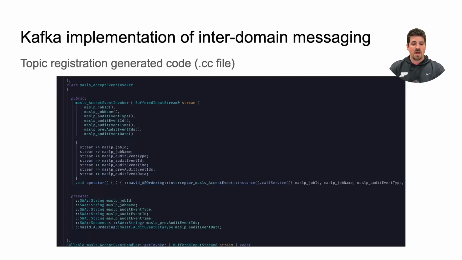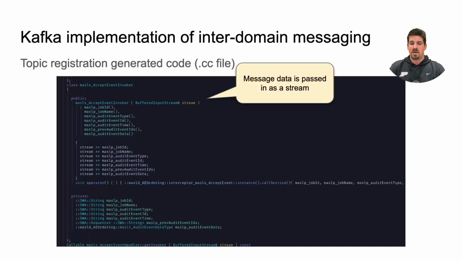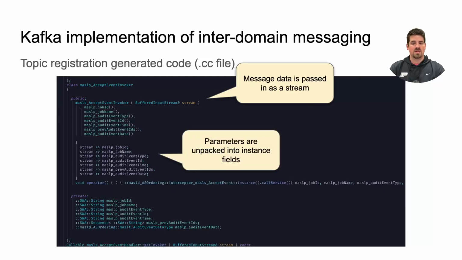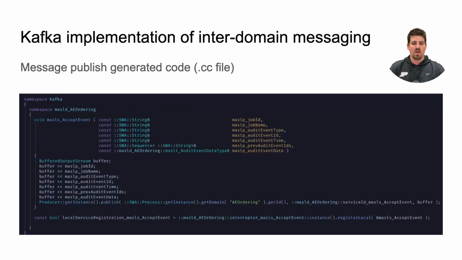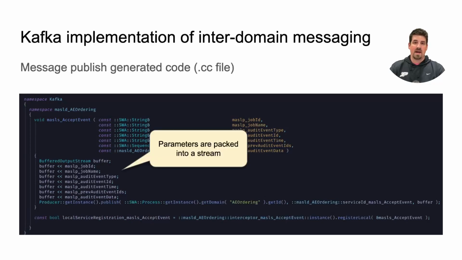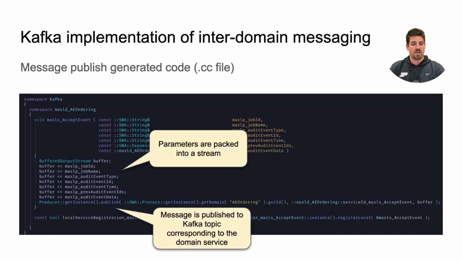Here's a snippet from the topic registration code for AE ordering. For the xtEvent service, the message data is passed in as a stream from the Kafka utility library as it's received from the Kafka messaging broker. It's unpacked into instance fields, and then the domain service is called with the message data attached. On the other side, we have publish code, and in this case, when the service itself is called, the parameters are packed into a messaging buffer and passed to the Kafka utility library for publishing.